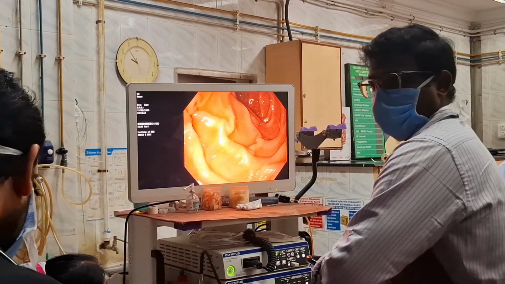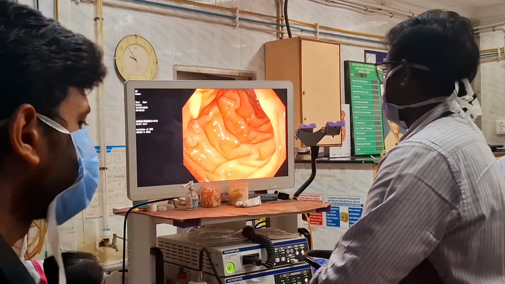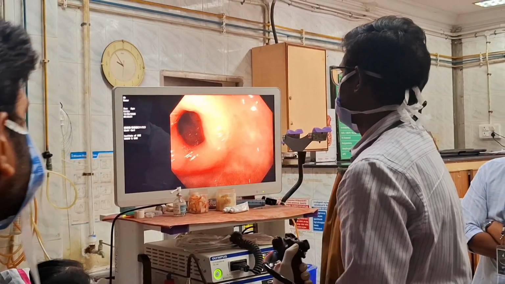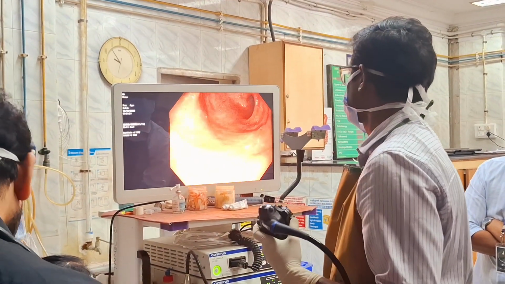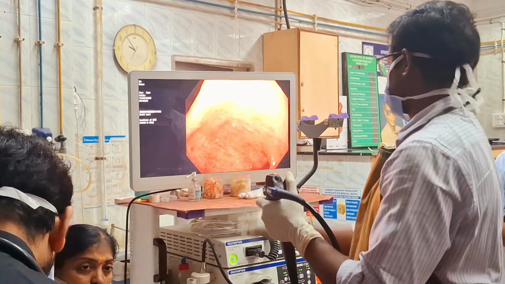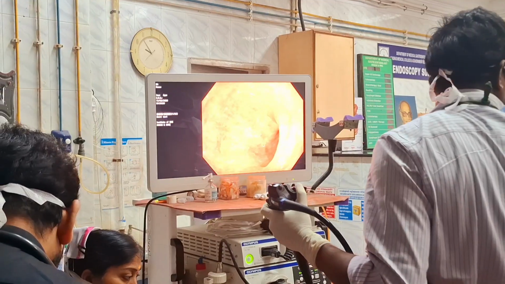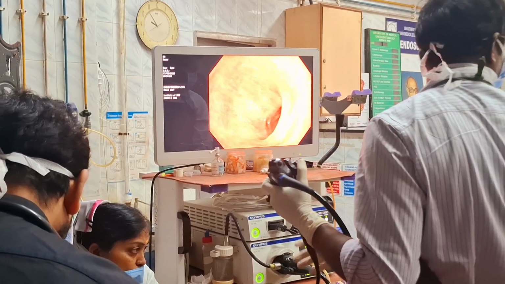Diverticulum. This bridge is what I said. Bridge is incisura.